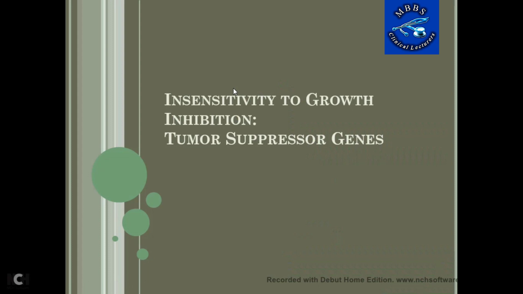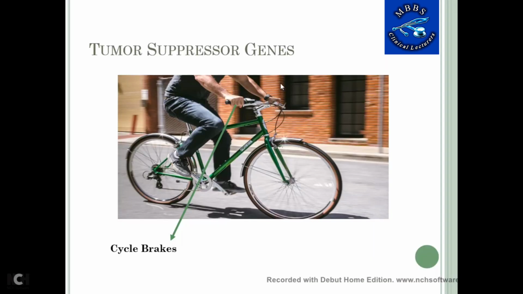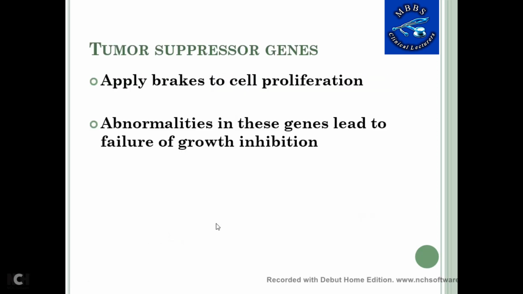So, insensitivity to growth inhibition. Now, there are growth inhibition pathways and factors that are naturally placed within the cell cycle, and they are known as tumor suppressor genes. Tumor suppressor genes act as the brake of the cycle. Okay, proto-oncogenes are the pedal of the cycle. They keep on running the cycle, while the function of the tumor suppressor gene is to stop the cell cycle whenever there is a defect detected in the cell.